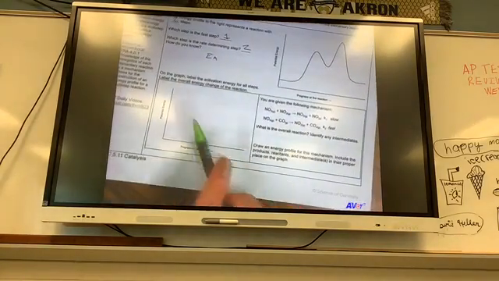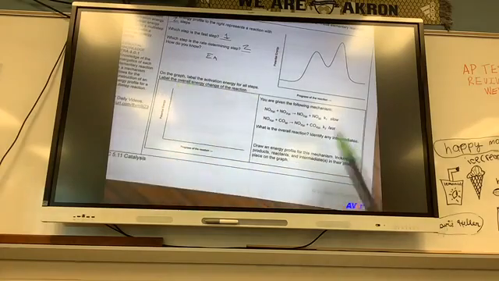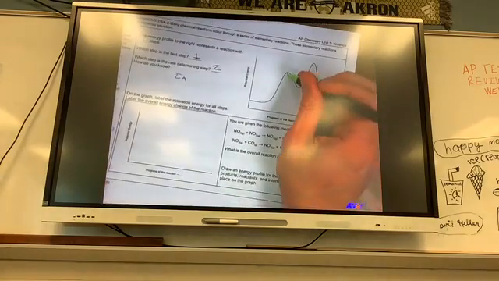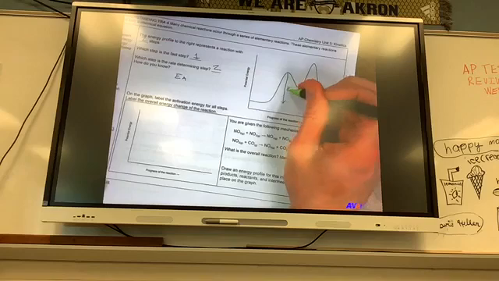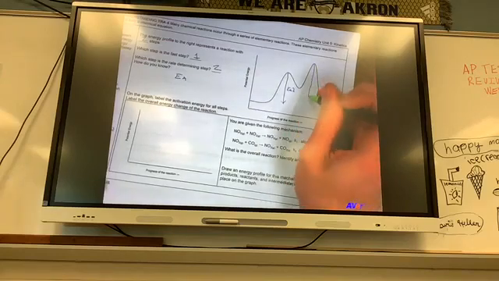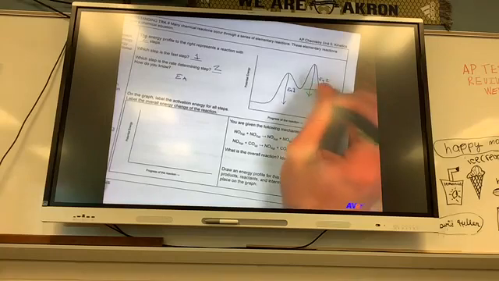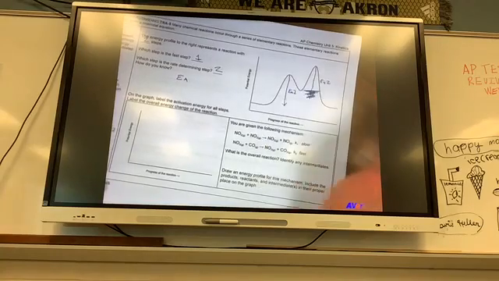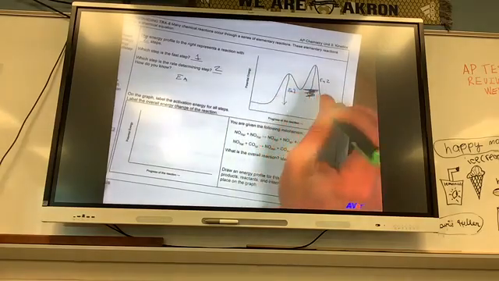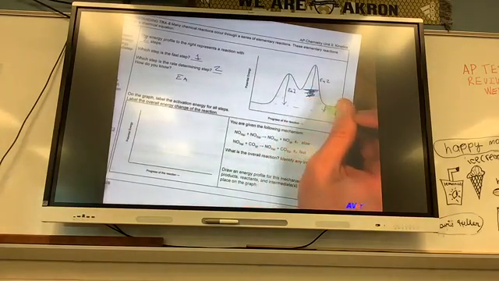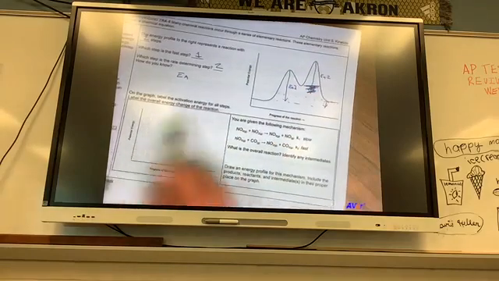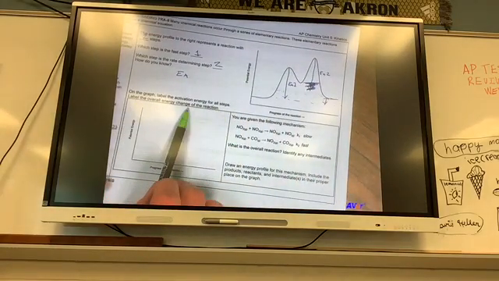So on the graph, label the activation energy for all steps. So here we go. Here's my EA1. Here is my EA2. I think I drew that in right there. EA2. My overall change is just going to be there. That's my overall delta H, or potential energy.